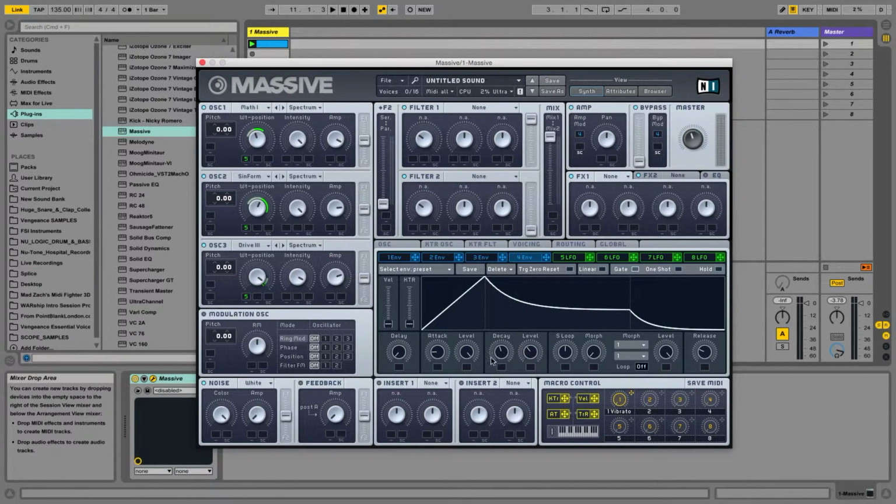So let's turn this back up and move on to some more concepts relating to the LFO and the envelopes.